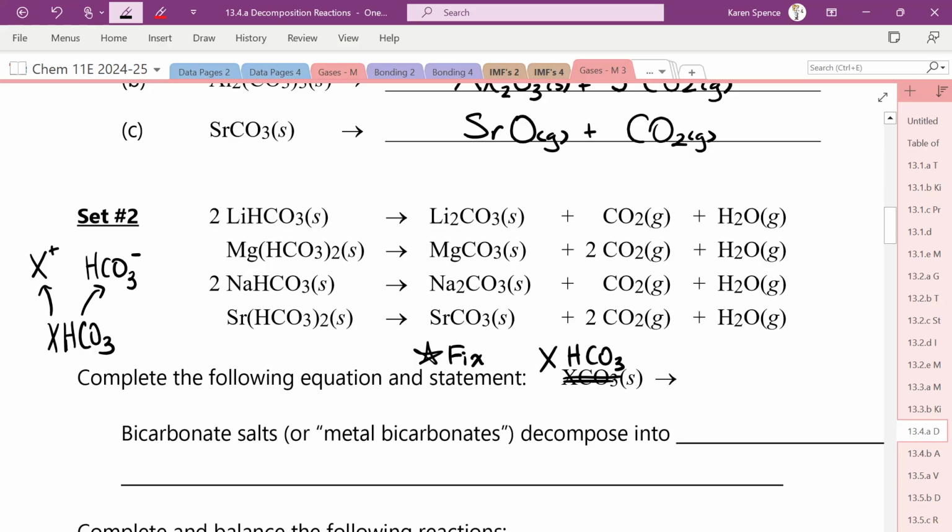So if you're heating the bicarbonate, you get a carbonate. If you continue to heat it, you will then get the oxide and the CO2. But for now, we're just going to say this is what we get, okay? So what would we get as our product? We only have one X with an HCO3. HCO3 is -1. That means that X is just positive.